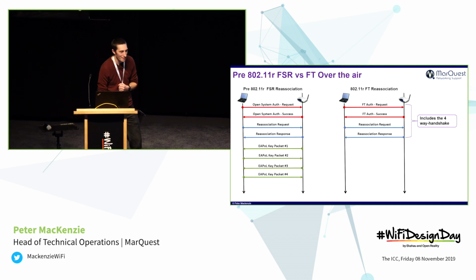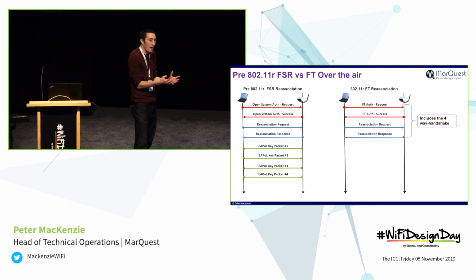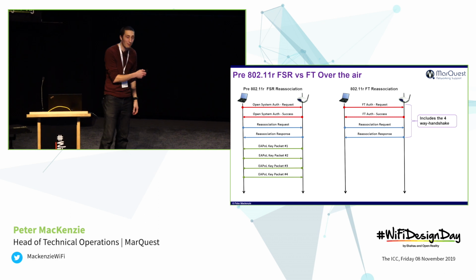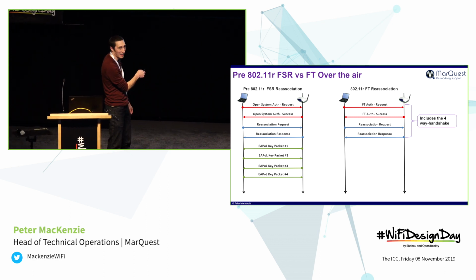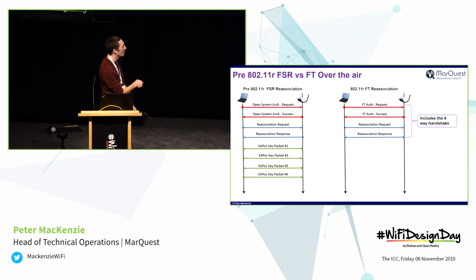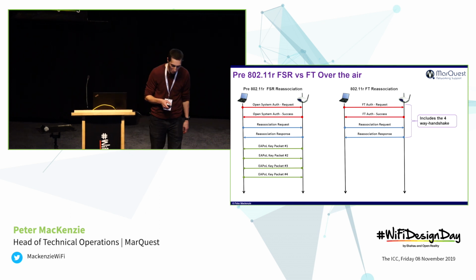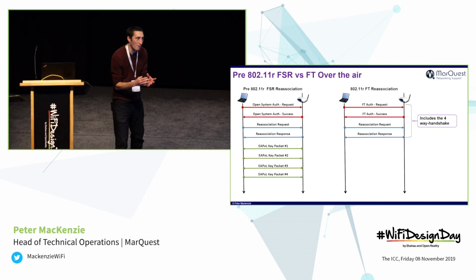So if we just compare pre-802.11r fast secure roaming methods, they were all about, let's get rid of the 802.1x. So when we did a roam, it was open system authentication, reassociation request and response, then the 4-way handshake, the 4 key packets. With 802.11r, we've got auth request, success, reassociation request and response, and the 4-way handshake is embedded into that process.